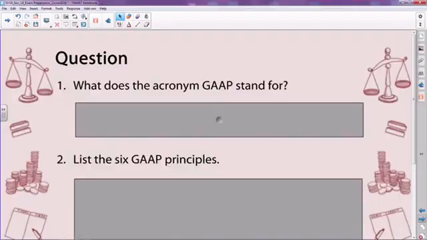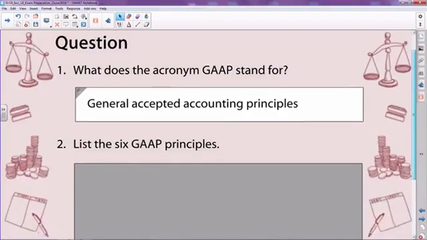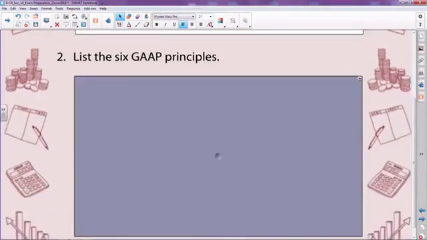There it is. They're generally accepted accounting principles. I hope you got that one right. And then your 6 GARP principles. Let's go and open this for you.